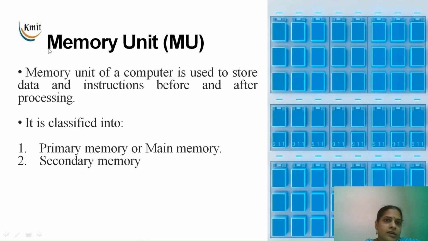Next part, an important unit of your CPU is the memory unit. So the memory unit of a computer is used to store the data and instructions before and after processing.